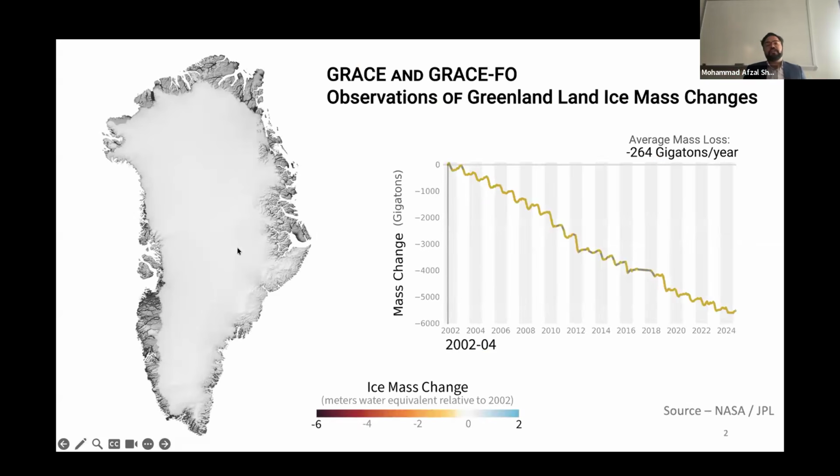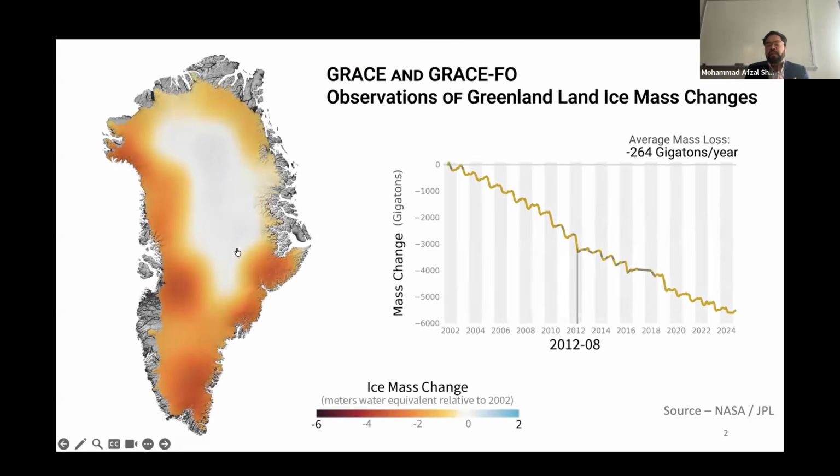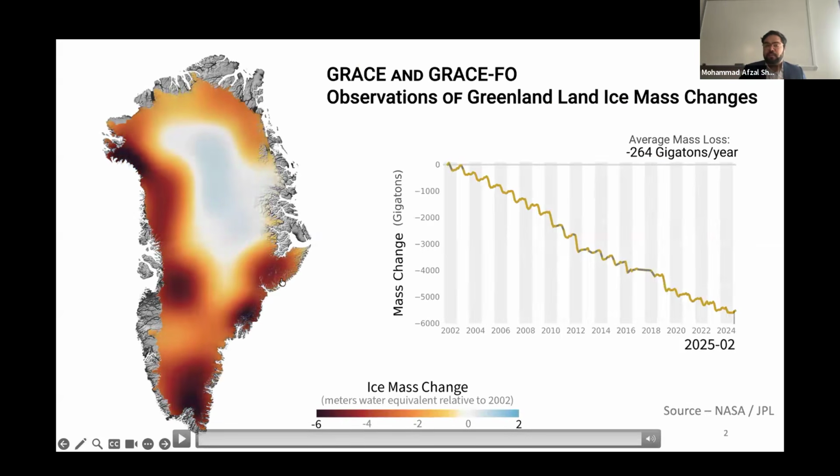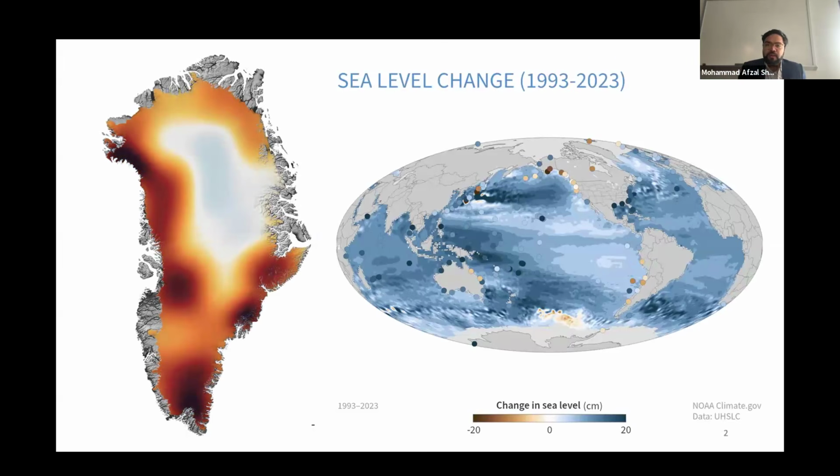About 3/4 of Earth's freshwater is stored in glaciers and ice sheets, but due to climate change, this usable water is being rapidly lost to the ocean. Greenland alone is losing about 264 gigatons of ice every year, based on GRACE satellite measurements. And that leads to another problem, rising sea levels.